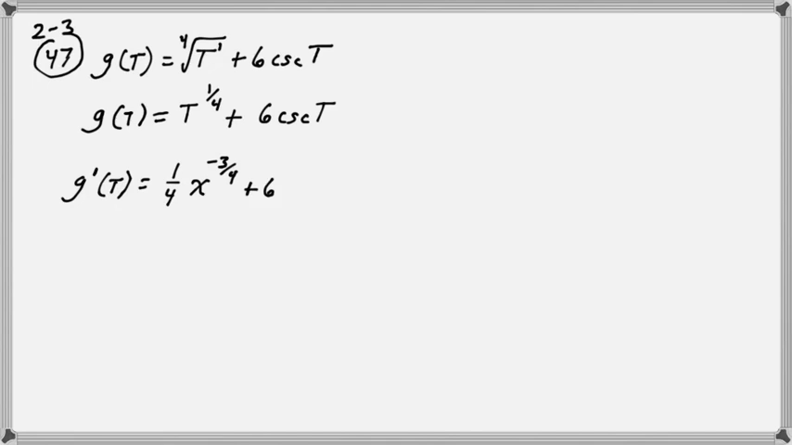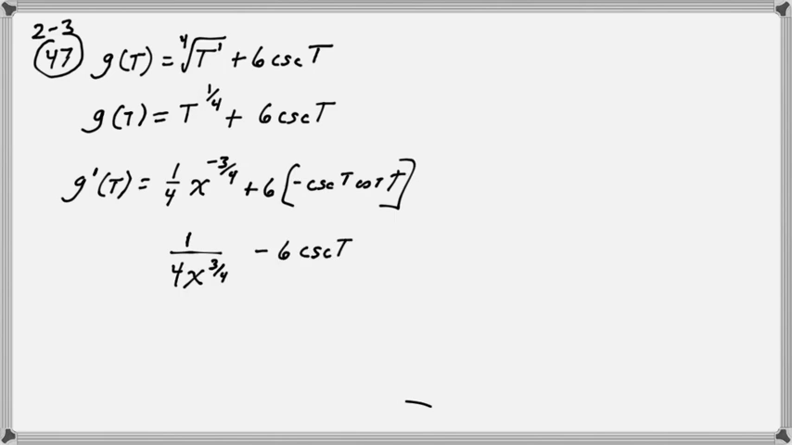Plus 6, and if I want the derivative of cosecant, derivative of secant is secant tangent. Derivative of cosecant is negative cosecant cotangent. So, what do I have? I have 1 over 4x to the 3/4. I won't accept negative exponents, so you have to move it. Minus 6 cosecant cotangent. Apparently these are all t's. I don't know why I made them into x's, but these are t's. So hopefully that's the answer for G prime.